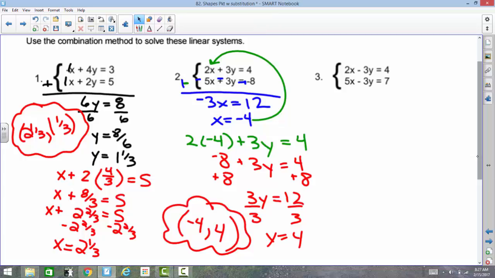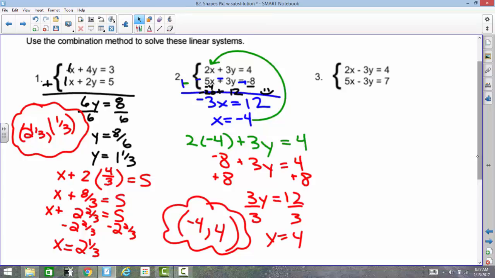And again, since these are easy numbers, you could plug them in and just see. So is 5 times -4 is -20, and 3 times 4 is 12, and -20 plus 12 is -8. So for sure that works.